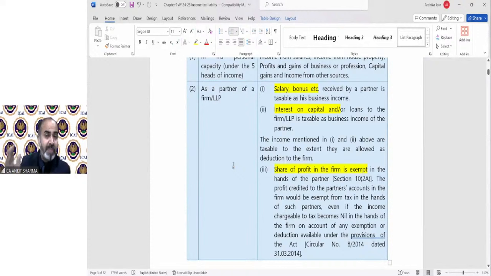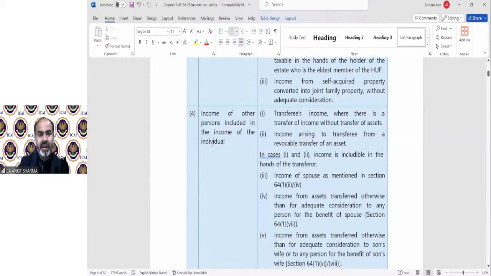Generally, a partner receives salary, bonus, remuneration, or interest on capital or loan, and a share of profit from the firm. Out of these three, profit is exempted. The salary and interest portion is taxable, that part which was allowed in computing the income of the partnership firm. We have discussed all these provisions in detail in PGBP already. Then, as a member of HUF, income of another person included in the income of the individual is the clubbing provision, which you have also gone through. After that, we arrive at our gross total income.